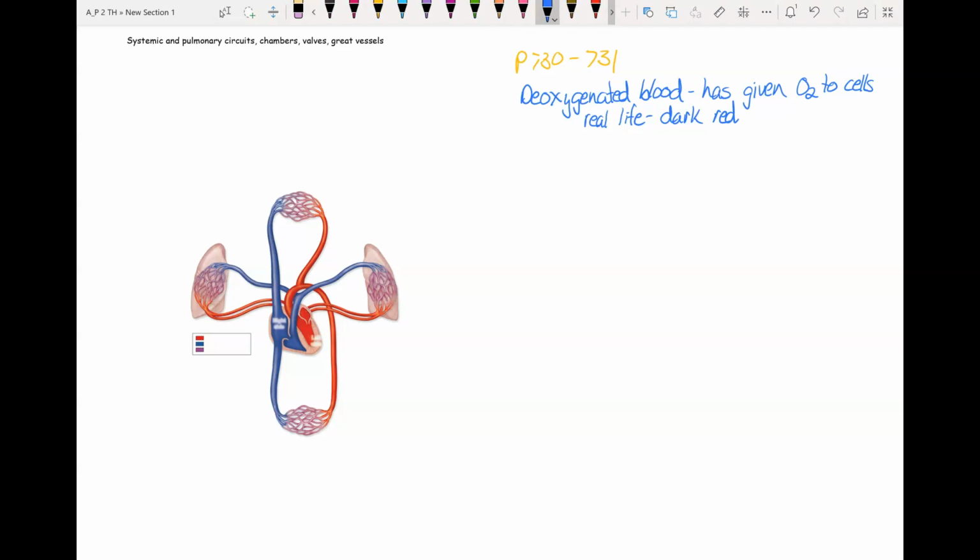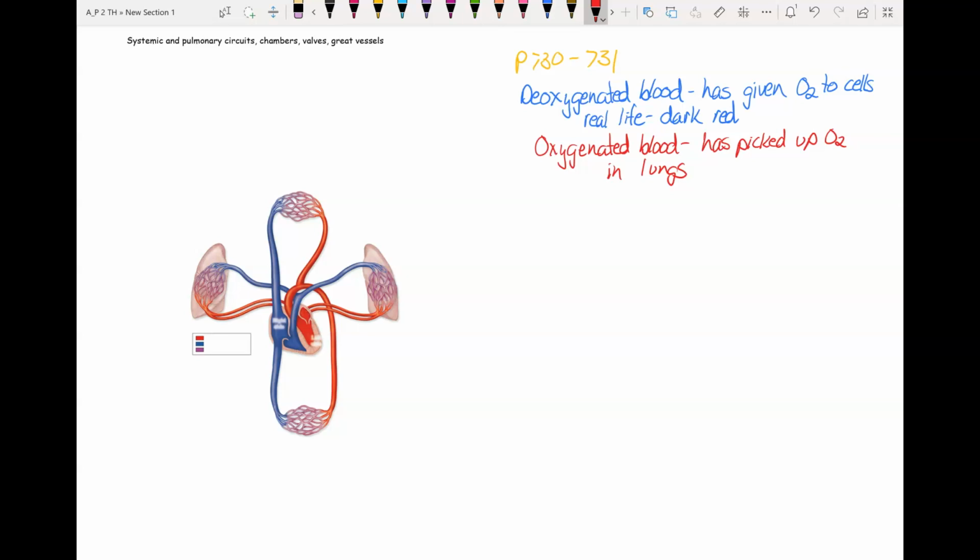Then we also have parts of this in red. Red is used to represent oxygenated blood. This is blood that has picked up oxygen in the lungs. So it is at a higher level of oxygen. So again, your oxygen's never zero. There's always oxygen in your blood. It can be higher or it can be lower.